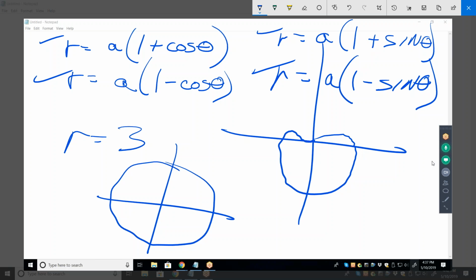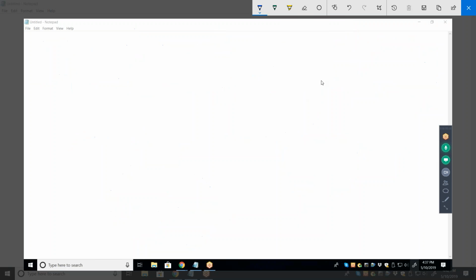Now, you've got all kinds of different shapes. Another one is a limacon, and it has its own equations. I'm not expecting you to memorize these, but it does give you a little bit of an idea as to what the equation looks like. This is one equation for a limacon.